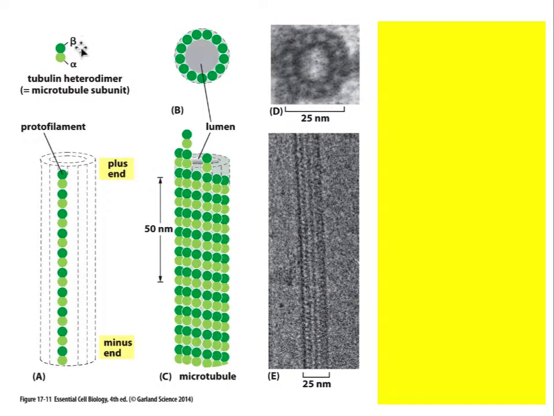So here we have the tubulin molecule. The tubulin molecule consists of two polypeptides associated together through non-covalent bonding, and that's called the microtubule subunit. The beta subunit is in dark green and the alpha subunit is in light green. When they come together, they form a protofilament. A protofilament is simply a single continuous end-to-end stacking of these heterodimers.